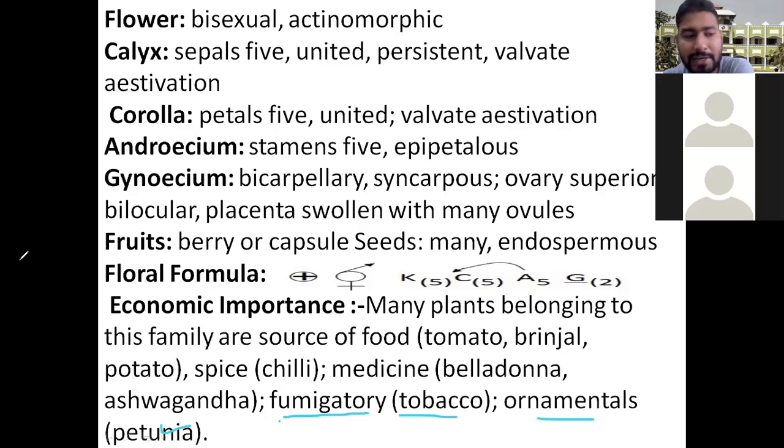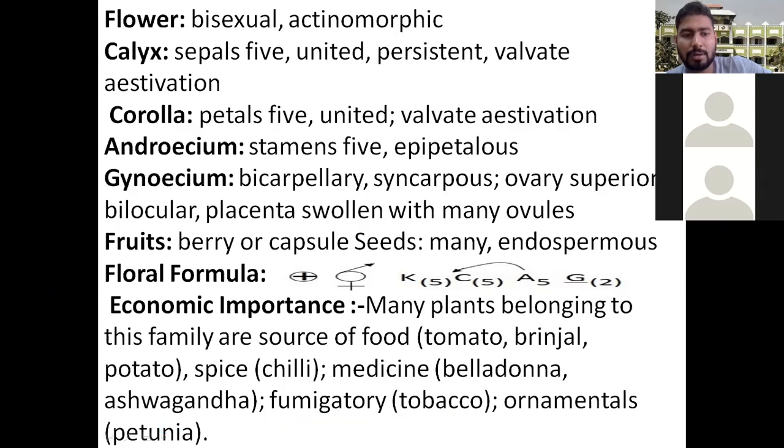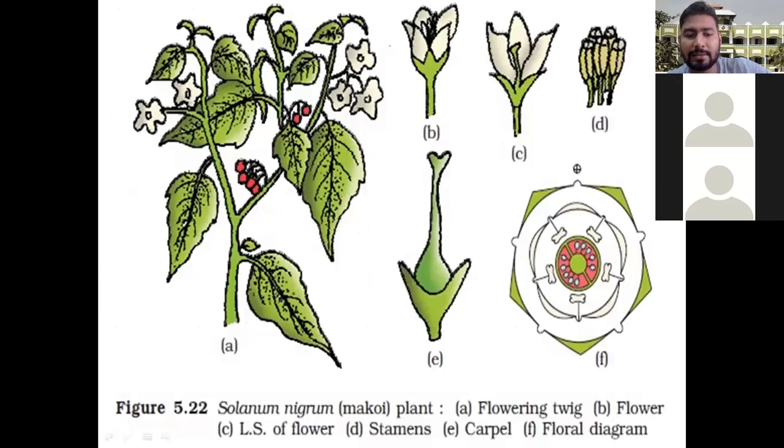So you have to learn this economic importance. They have asked PYQs, previous year questions. Fumigatory means tobacco. Tobacco, clear? And one more, ornamentals. Ornamentals means petunia. They are telling the example, that will be petunia. Is it clear? Is it fine? Fine, sir. Very good.